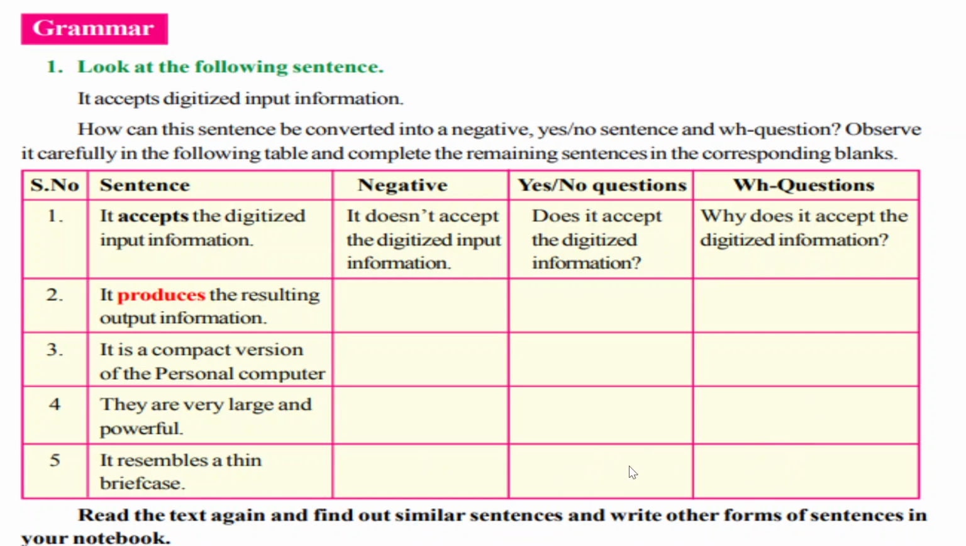So there is a follow-up activity. Read the text again, find out similar sentences, and write the other forms of the sentences in your notebook. This is a kind of homework for you, so do it. Practice is always important. If you only listen to all these things, you will remember them for about 5 to 10 minutes. But if you practice, your mind will be internalized to those structures. You will start using it in your day-to-day life. So this is how we learn the language. Next.